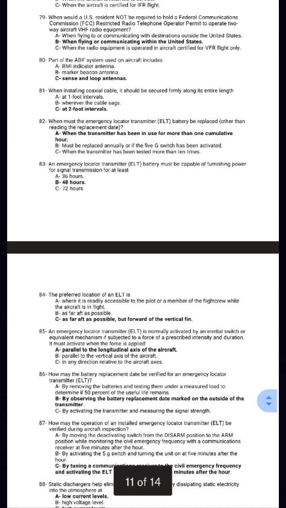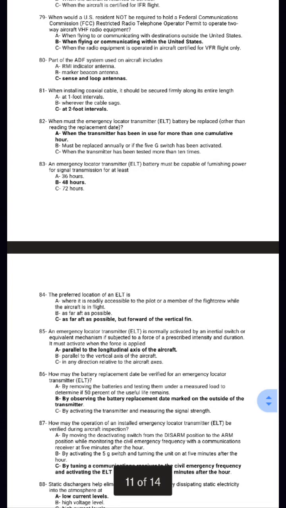How may the battery replacement date be verified? By observing the replacement battery date marked outside. How simple can this get? How are they not giving you this license yet? If you fail this test and you haven't taken block 4 yet, like there's 3 people in my class that haven't taken block 4, and they take this class first. The school kind of screwed them over. I can see them failing because they don't know the basics. But if you took block 4, you should be able to pass this test. That's pretty easy.